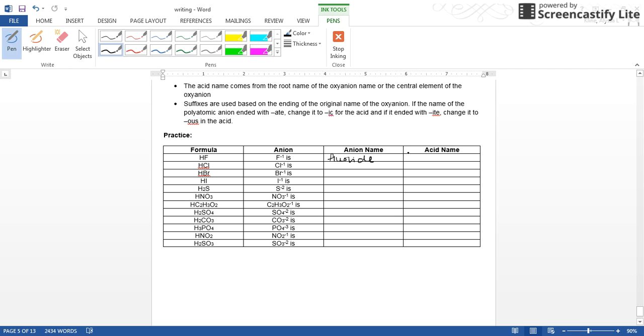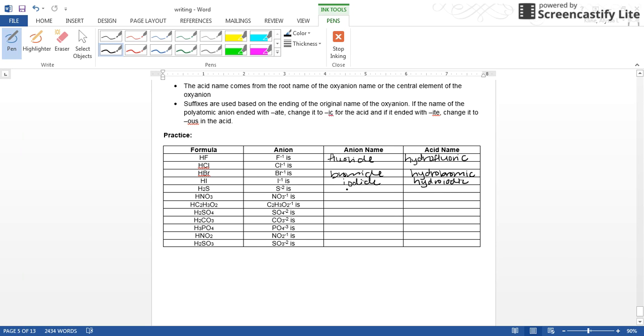And there is no oxygen involved, so this is just hydrofluoric acid. I'm just going to leave the word acid out. All of them end in acid, okay? HCl is already listed above. This is chloride, so hydrochloric. Br-1 is bromide. So this is hydrobromic acid, okay? The next one we have is I-1, which is iodide. So this is hydroiodic acid.